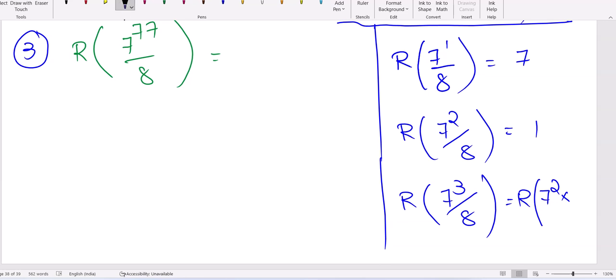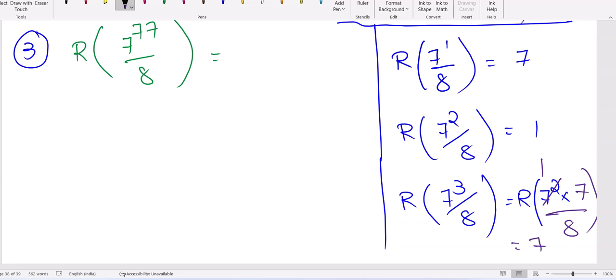Or else you can try like this: 7 square into 7 divided by 8. When 7 square is divided by 8, the remainder is 1. 1 into 7 is 7. 7 cannot be divided, so we got 7. Next, 7 power 4: 7 square into 7 square, 1 into 1 is 1. So we are getting the same remainders again and again. You can check that when the power is an odd number, the remainder is 7. When the power is an even number, the remainder will be 1.